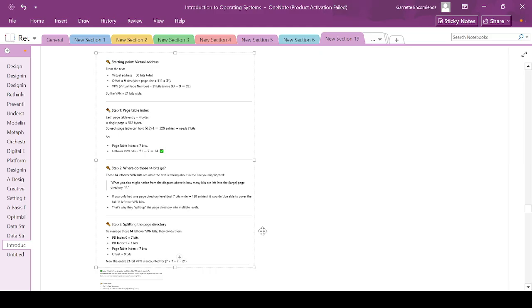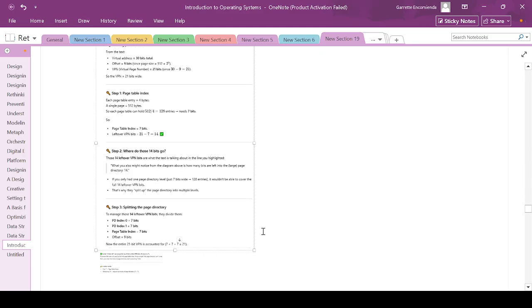Now, how do we divide those 21 bits from that virtual address space? Now, the page table index. Each page table entry equals 4 bytes. So that's the actual entry from the actual page table. This is the one we use to manage the actual pages in the actual physical frame.